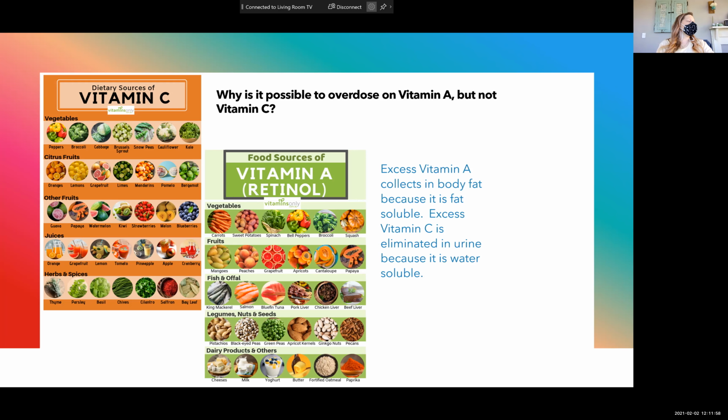There are people these days taking 50,000 grams of vitamin C. My friend at the hospital is taking 50,000 grams of vitamin C every day. But she doesn't want to get sick, and I don't blame her.